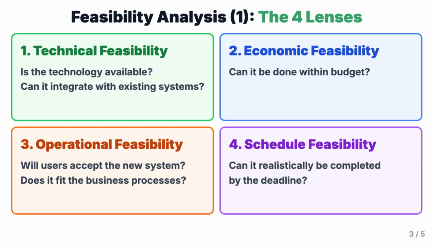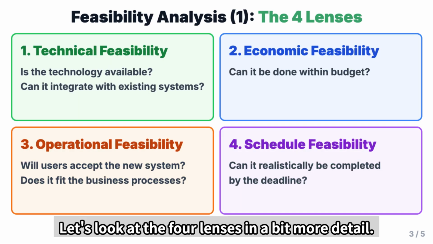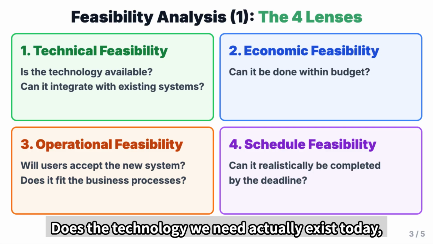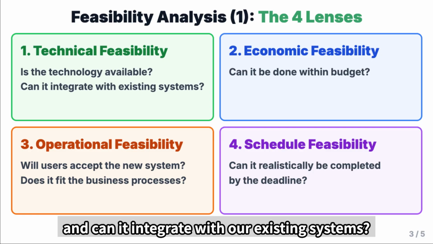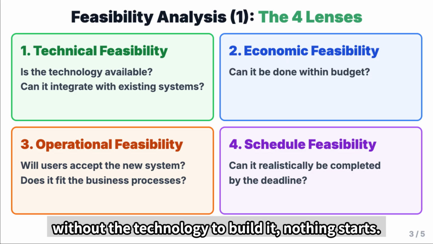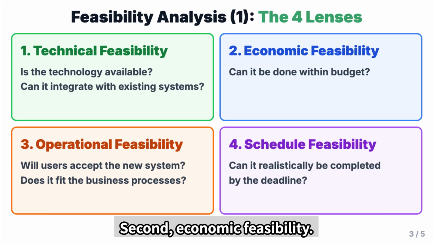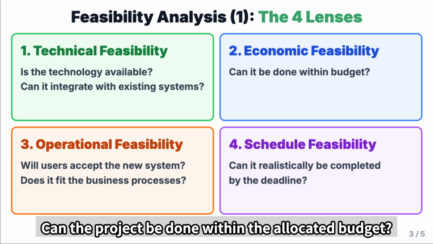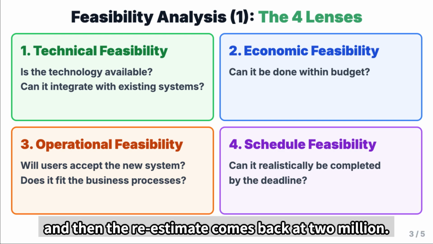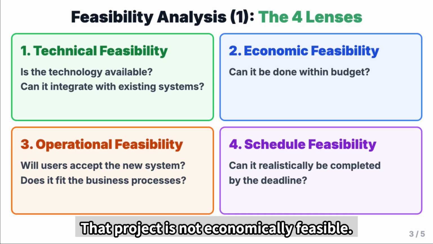Feasibility Analysis, Part 1. The 4 lenses. Let's look at the 4 lenses in a bit more detail. First, technical feasibility. Does the technology we need actually exist today? And can it integrate with our existing systems? No matter how brilliant the idea is, without the technology to build it, nothing starts. Second, economic feasibility. Can the project be done within the allocated budget? For example, a project starts with a budget of $500,000. And then the re-estimate comes back at $2 million. That project is not economically feasible.